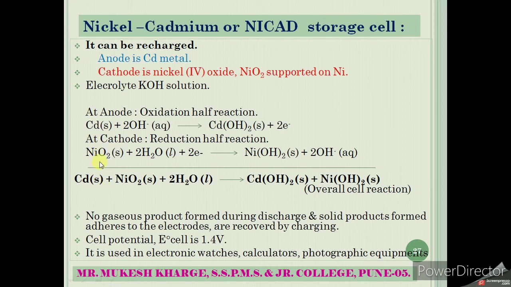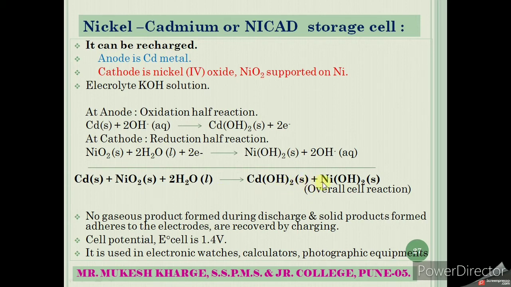So Cd solid plus NiO2 solid plus 2H2O liquid. The 2 electrons get cancelled, 2OH get cancelled. On the right hand side, Cd(OH)2 solid plus Ni(OH)2 solid. So this is the overall reaction. If you observe this overall cell reaction, no gaseous product is formed during this discharge. This is the discharge reaction of the nickel-cadmium cell, and only solid products are formed that adhere to the electrode and are recovered by the charging process, which is opposite to this.